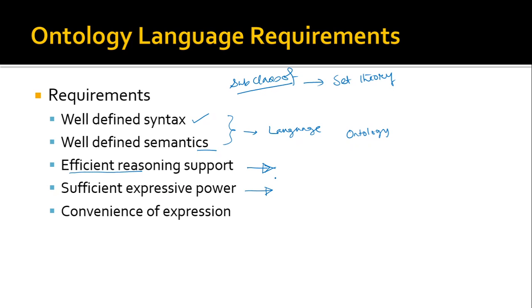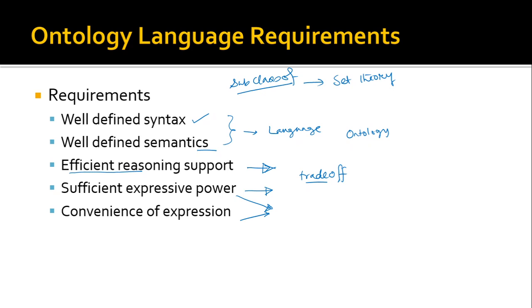So you need to strike a trade-off, right? You want to be expressive, more or less sufficiently expressive, but not at the cost of having an inefficient reasoning algorithm. So you need to think of this while you are designing an algorithm and a language for representing the ontology. Also, these two, sufficient expressive power and convenience of expression, are contradictory.